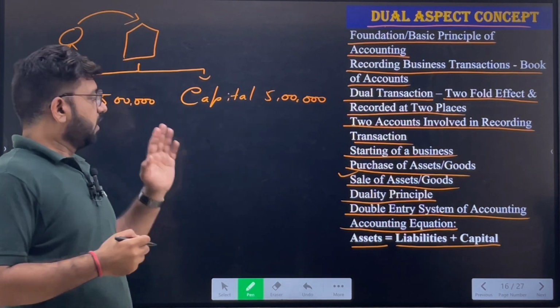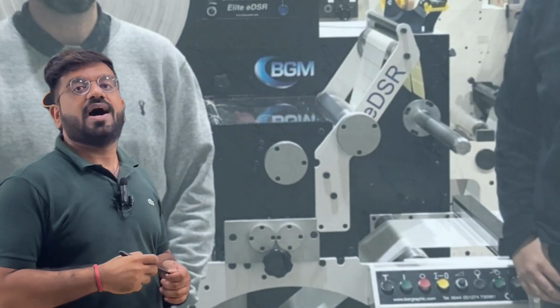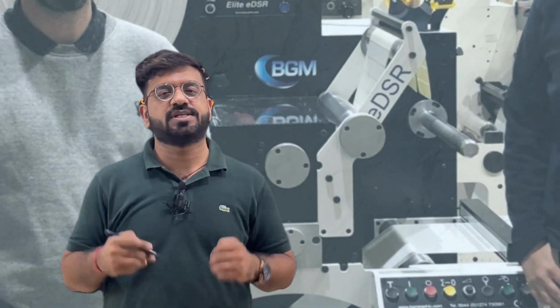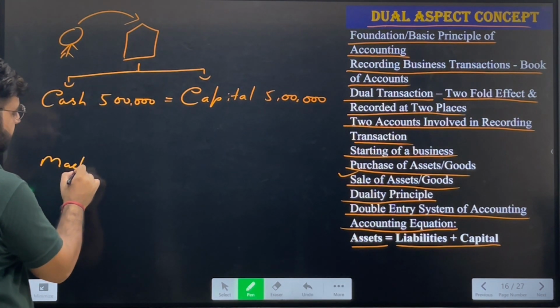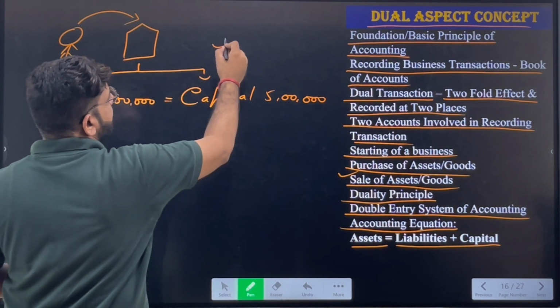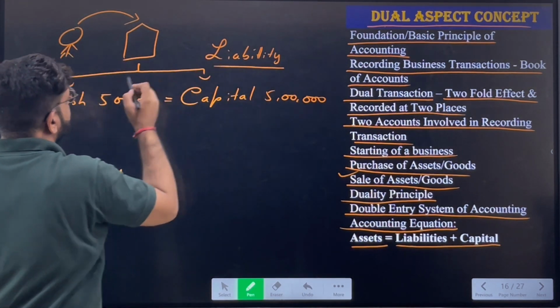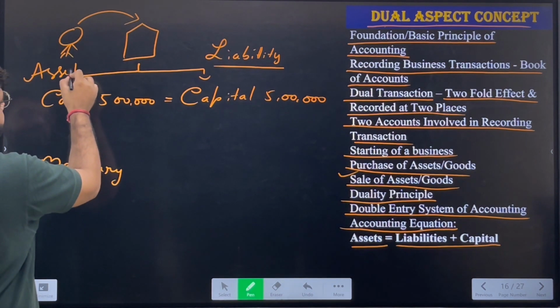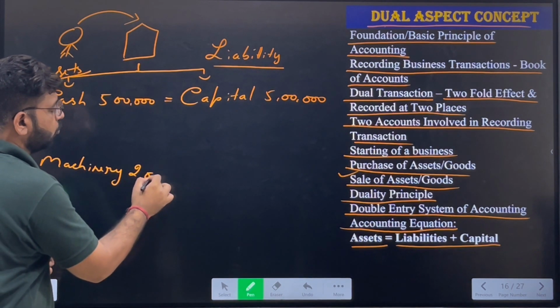Now, you can see that these both are equal. For example, suppose I have purchased a machinery for rupees 2 lakhs. Now, what will be the scenario? Just see clearly. Obviously, machinery is my asset. So, I am placing all the liabilities on this side, and all the assets on this side. To make it clear, suppose I purchased a machinery for rupees 2 lakhs.